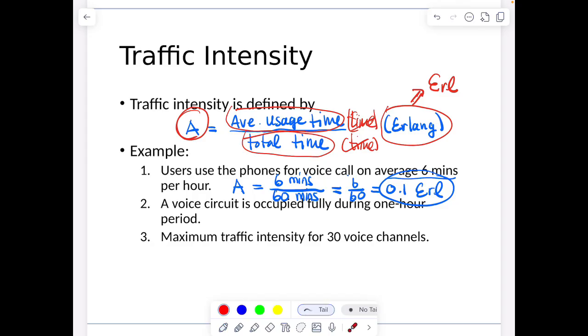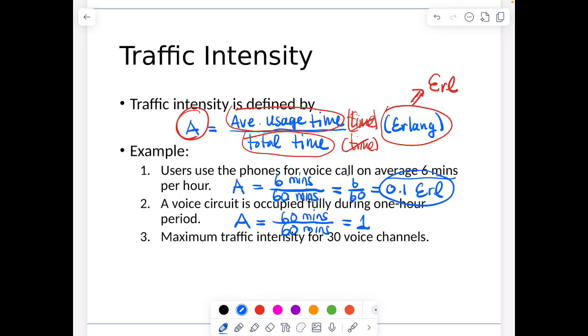Let's move on to example number 2. A voice circuit is occupied fully during a 1 hour period. Fully means it will be used 60 minutes out of a total time of 60 minutes.